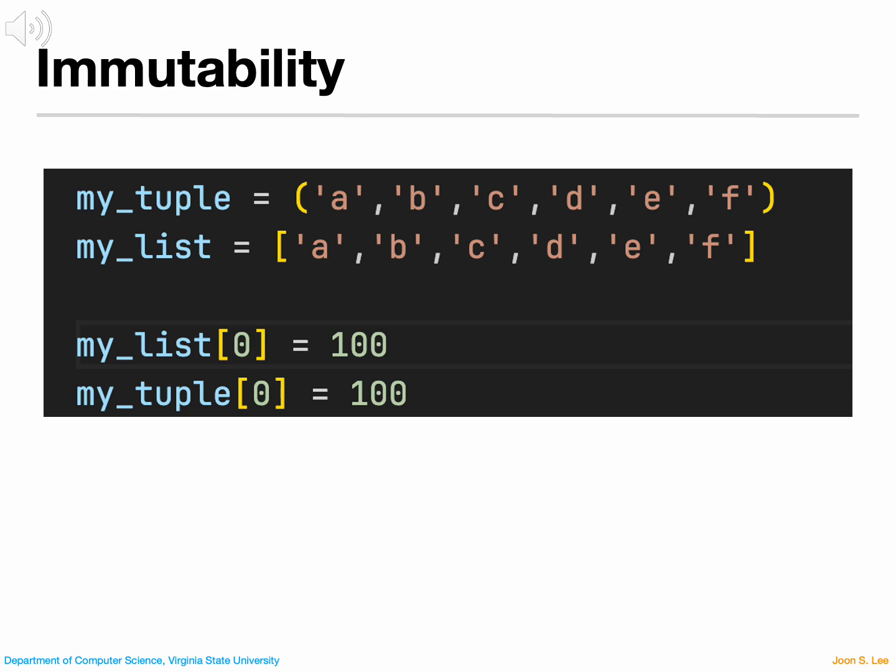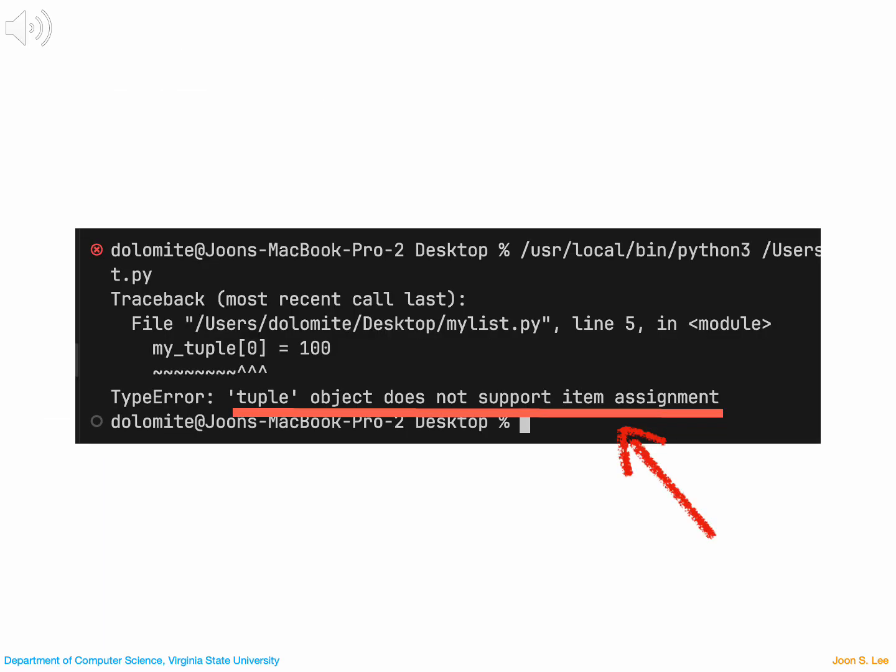But when we try to do the same with the tuple using my_tuple[0] = 100, Python will raise an error. That's because tuples are immutable. Once they're created, their contents cannot be changed. So if you ever see an error like TypeError: tuple object does not support item assignment, it's Python's way of reminding you that tuples are read-only collections.